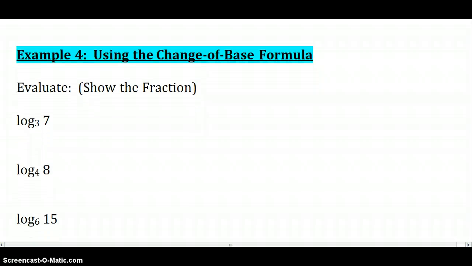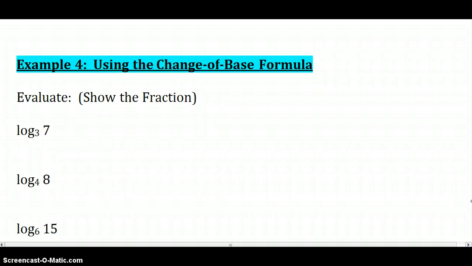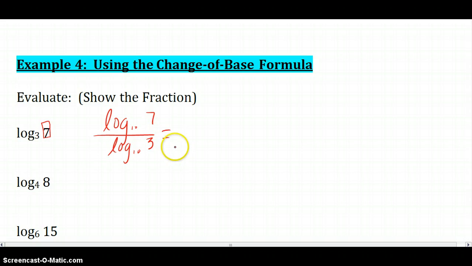So here we're going to use the change of base formula to solve for these. Change of base says you write log of this number over log of the base. So we have log base 10 of 7 over log base 10 of 3. We're doing this because we know how to solve log base 10, but log base 3, we don't really know how to solve for that. When we change it to base 10, then we can use our calculator. So if you were to type log base 10 of 7 over log of 3 in your calculator, you'll get 1.7712.